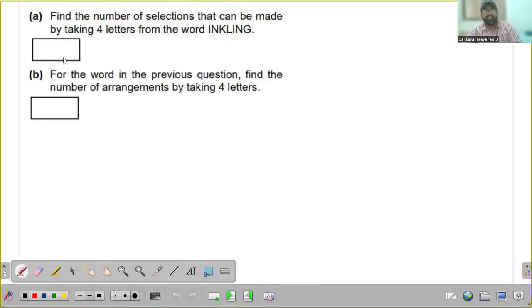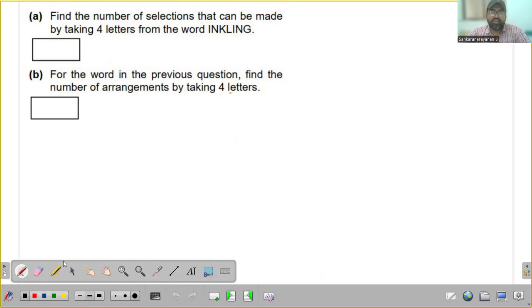Have a look at this question here. It's a very typical question. Find the number of selections that can be made by taking 4 letters from the word inkling. Now, for the word in the previous question, inkling, find the number of arrangements by taking 4 letters.